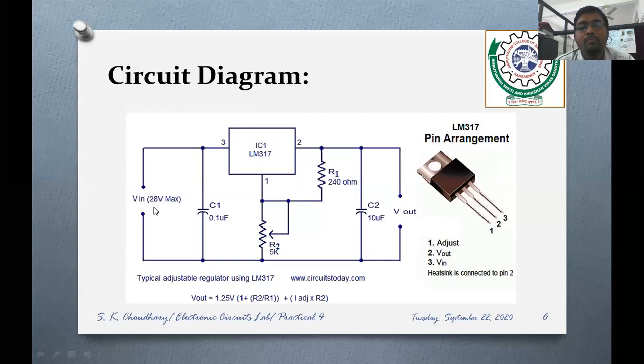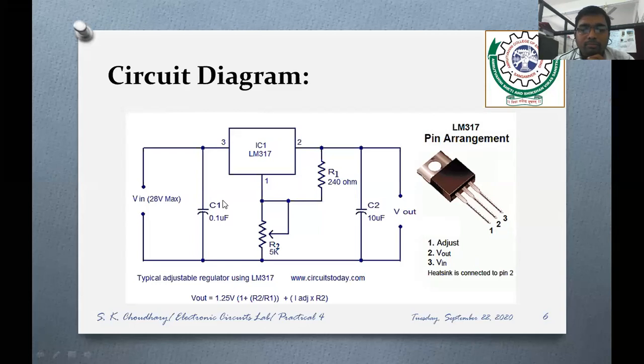I have taken this diagram from the datasheet of LM317, so you can see the pin arrangement. The first pin is for the adjustment pin, the second pin is for the output voltage, and the third pin is for the input voltage. The heat sink is generally connected to pin number 2, that is the output terminal.